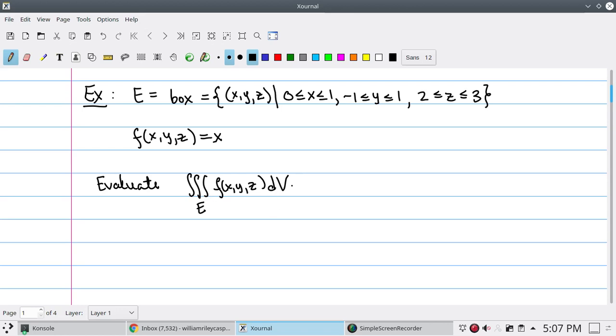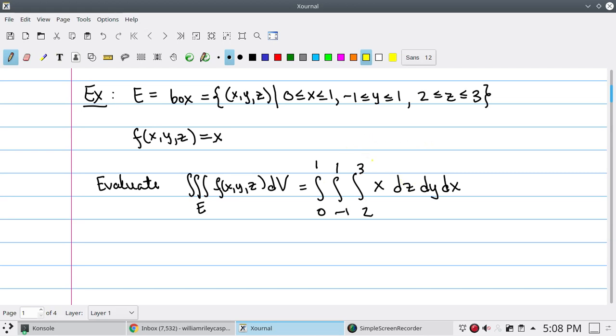Just like before, we're going to rewrite this as an iterated integral. And this becomes the integral from 0 to 1, from -1 to 1, and from 2 to 3 of the function I'm integrating, which is just x, dz, dy, dx. And what we should notice here is that the order that I've listed things in this set, x bounds, y bounds, and z bounds, matches up with the order in the triple integral. The outermost integral is x, the middle integral is y, and the innermost integral is z.